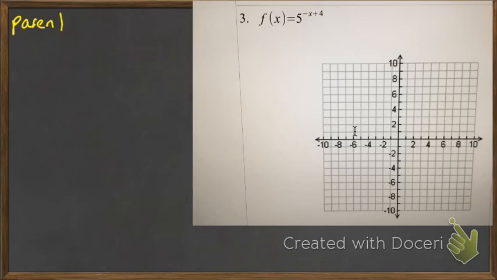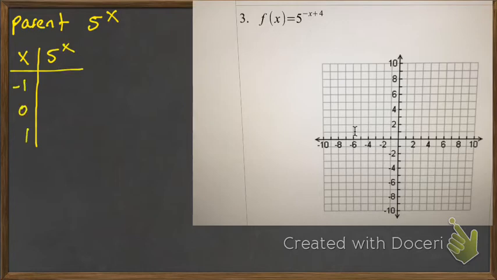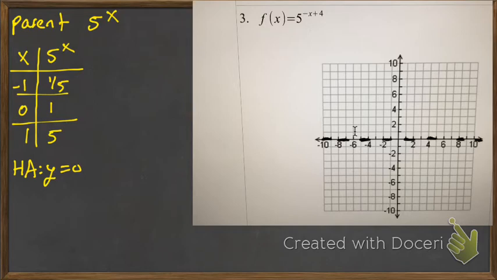This time we have, what is it? We got 5 raised to the negative x plus 4. So our parent graph is 5 to the x power, so we'll go ahead and do our table. Negative 1, 0, 1, 1 over the base, 1, and then the base. Horizontal asymptote in stock form is going to be y equals 0. Put in that horizontal asymptote, pull out those 3 points, and connect your dots, and there's 5 to the x power. Okay, now this one's going to be a little bit tricky.